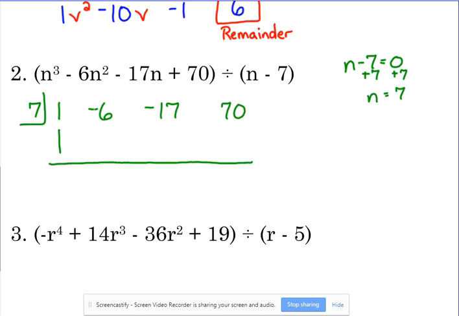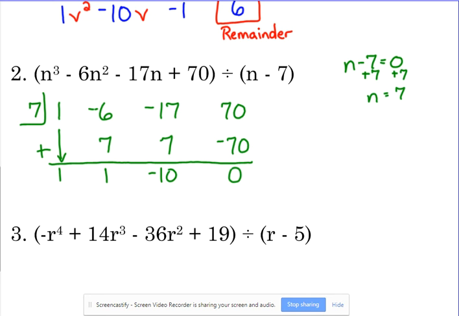Okay, bring down the 1, multiply by the 7 on the shelf. We get 7. Then we add. -6 plus 7 is 1. Multiply by the number on the shelf. We get 7. Add. -17 plus 7 is -10. Multiply by the number on the shelf. -70. Add. We get 0.